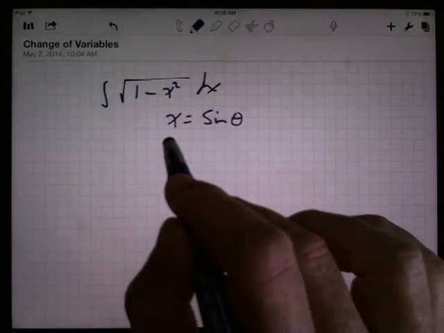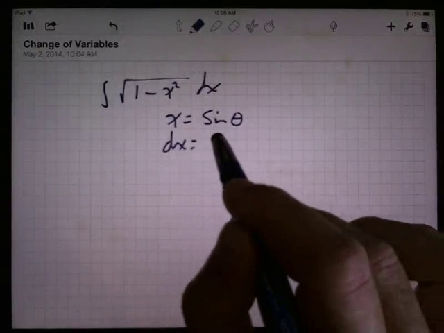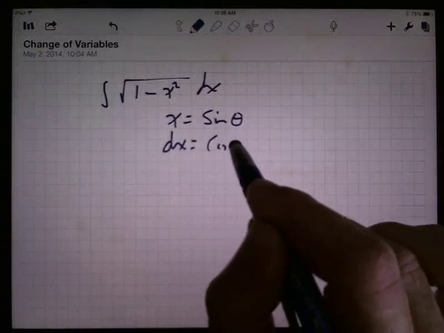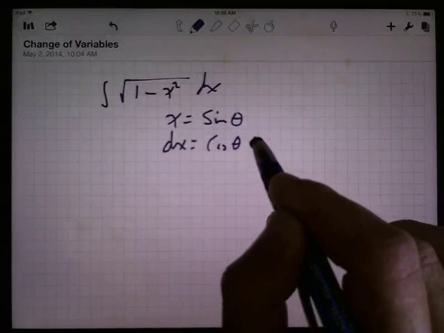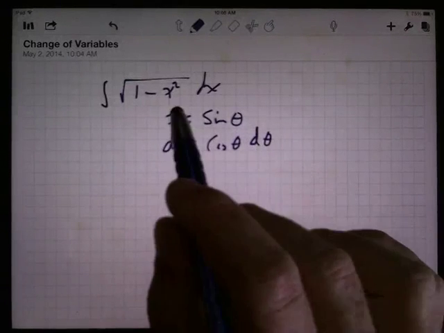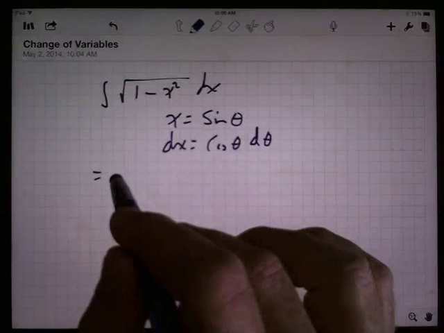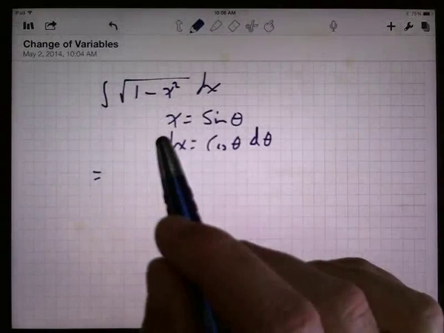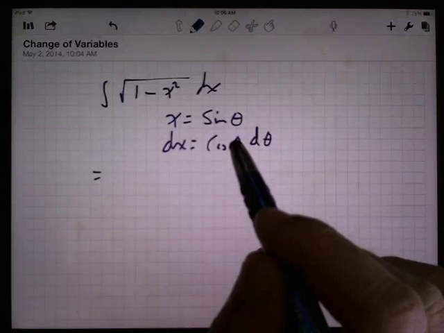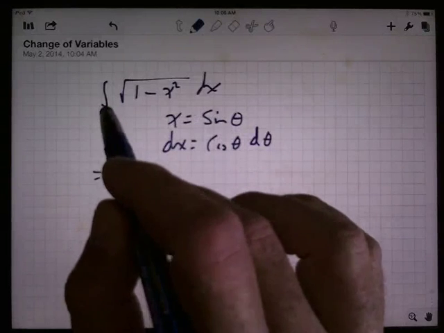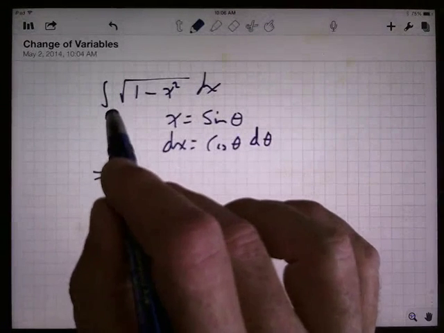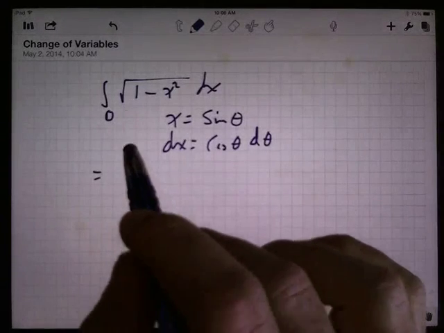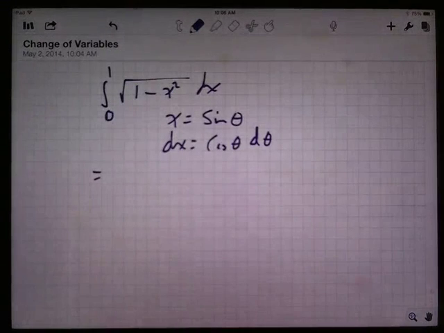And then I'd have to figure out what dx equals. dx is equal to cos theta d theta. And then when I make the substitution into the new variable, I have to change the limits. Actually, let me do this even more. So x is between 0 and 1, let's say.